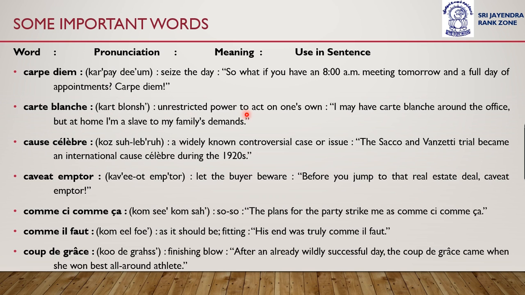Carte blanche means unrestricted power to act on one's own. Cause célèbre means a widely known controversial case or issue. Caveat emptor means let the buyer beware. Comme ci comme ça means so-so. Comme il faut means as it should be, fitting. Coup de grâce means finishing blow. Now let's move on to the next slide.